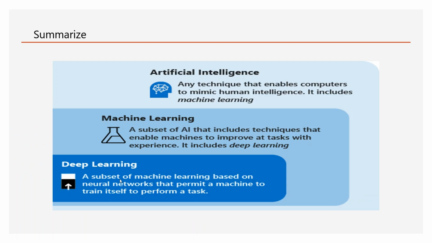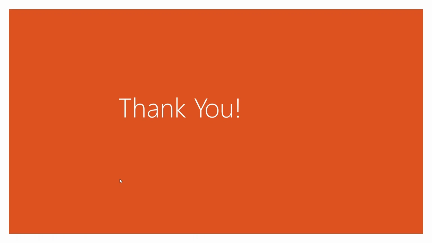Now let us summarize. What is artificial intelligence? It is a technique that enables computers to mimic human actions. Machine learning is a subset of AI that includes the techniques that enable machines to improve at a task; the machine will learn on its own without any human intervention. Then comes deep learning. Deep learning is a subset of machine learning based on neural networks that permits the machine to train itself to perform a task. So today this is what we have learned: the basics of AI. I hope it was helpful to everyone. Thank you.